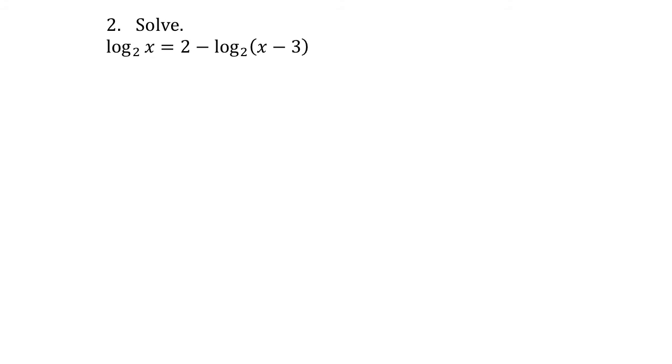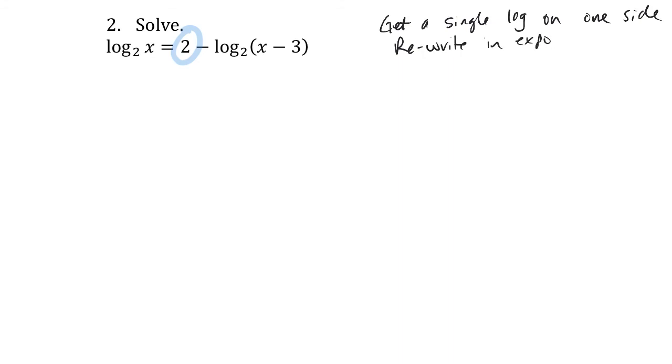All right, welcome back. So I don't have logarithms everywhere. I have a constant term. Okay, so what that means is I need to get a single log on one side and then rewrite in exponential form. So we've got log base 2 of x. We'll add log base 2 of x minus 3 to both sides. So then we're left with 2.